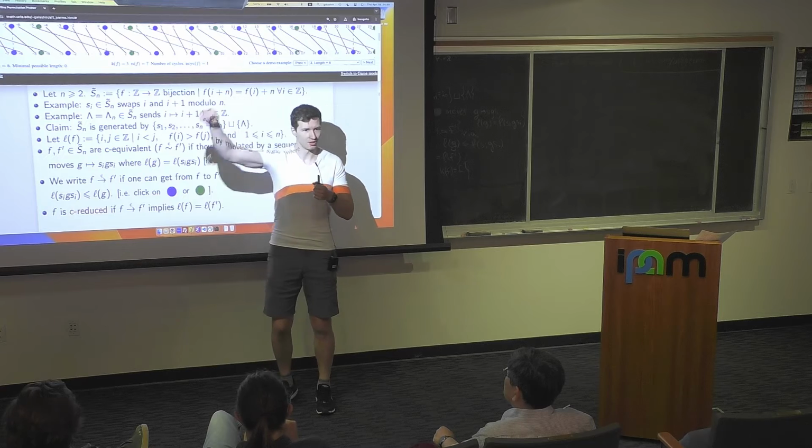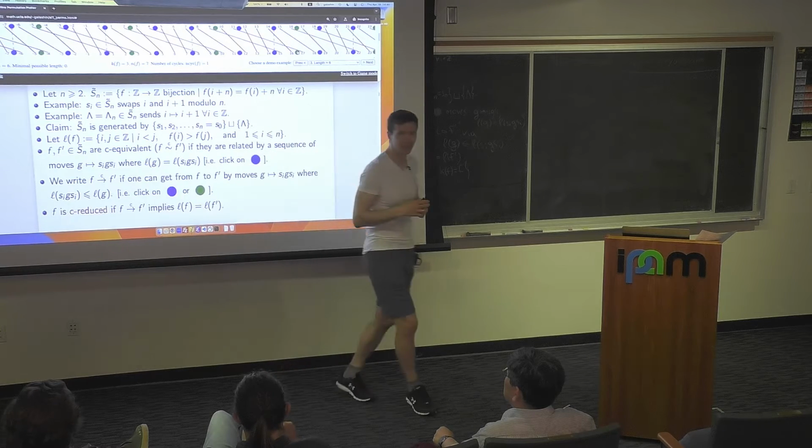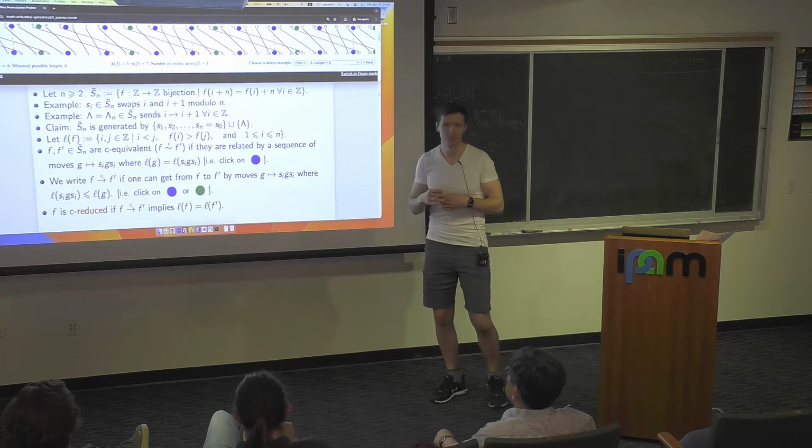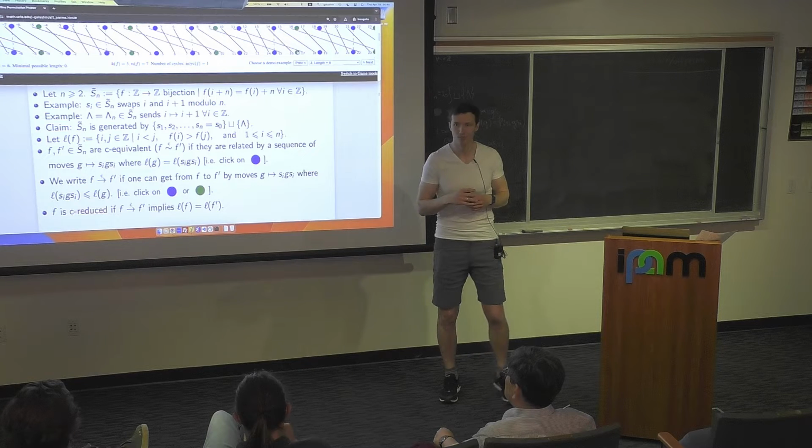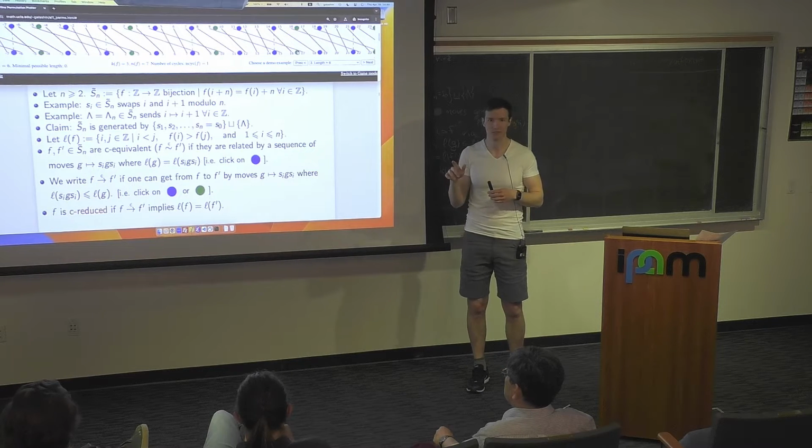Is it obvious that there's no advantage of going up to get maybe further down? Yeah, that's a good question. So maybe you can bring the length even more down if you first went up and then went down a different way, and that turns out to never happen, but it's very tricky to prove. Any other questions?